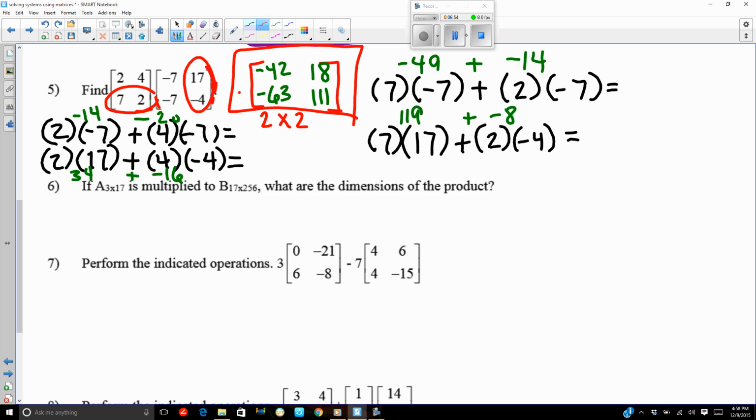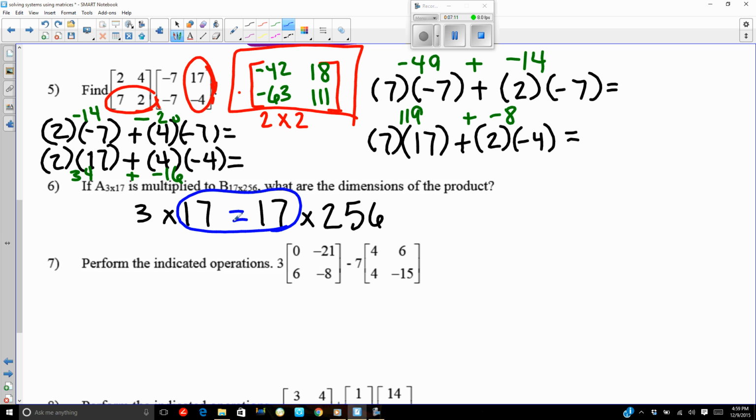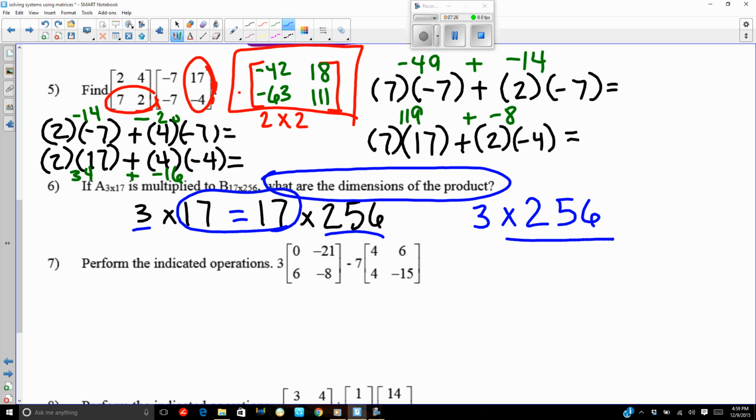Number 6, they give you the dimensions for two different matrices. So if we just line them out, if it's matrix A times matrix B, the inside numbers are equal. So since the inside numbers are equal, that means we can multiply. It's the outside numbers that will be the dimensions of the answer. That's what the question is asking: what are the dimensions of the product? The dimensions of the product are 3 by 256. So a big number there, but the same idea as all the other problems. All right, make sure you pause. I'm going to move on down and erase.